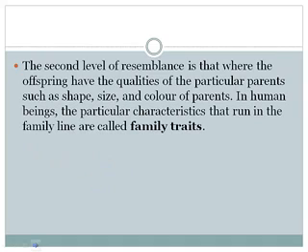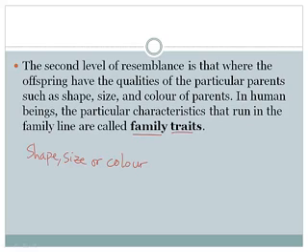And the second level of resemblance is where the offspring have the qualities of the particular parents, such as shape, size, and color of parents. The second level of resemblance is when the young ones, or the offspring, tend to have a particular quality, such as the shape or the size or even the color of their parents. In human beings, the particular characteristics that run in the family line are called family traits.